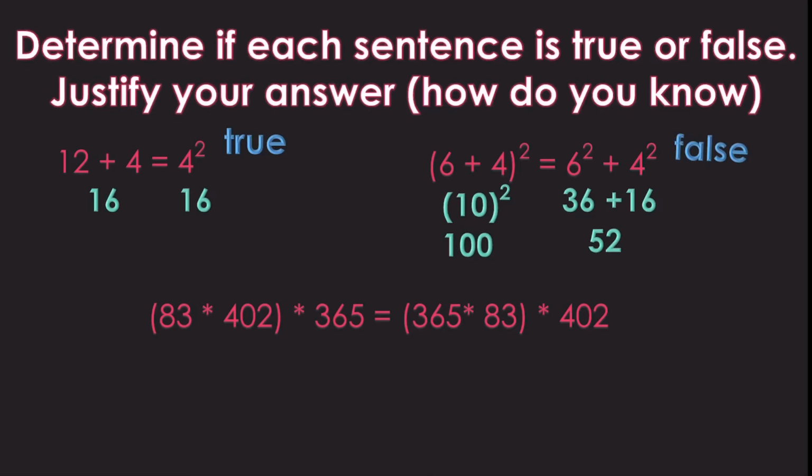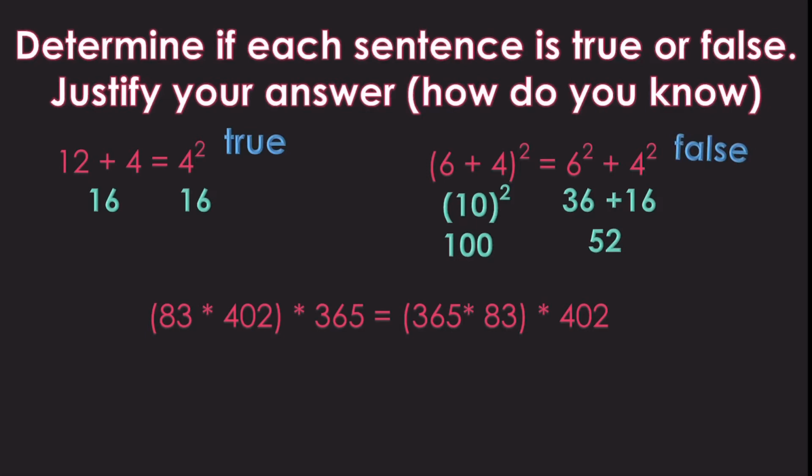So a lot of you might be sitting there saying, oh my gosh, she's really going to make us go through and multiply these numbers right now? And no, I wouldn't have. When you have something so big like this, what you need to do is look at the left side. You have 83, 402, 365. Go to the other side. You have 365, 83, and 402. So you have the same exact numbers on both sides.